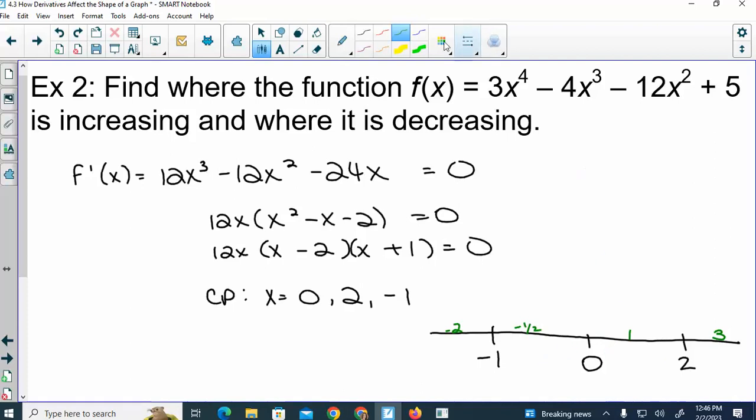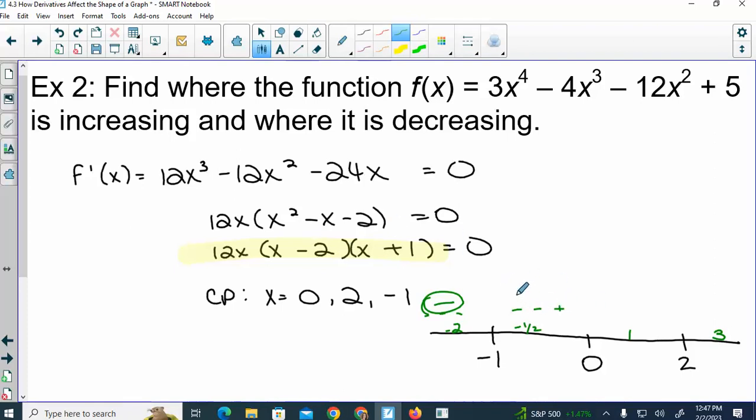So we need to test if the derivative is positive or negative. That is easiest to do just in the factored form. So if I put in -2, 12 times -2 is negative. -2 minus 2 is negative. -2 plus 1 is negative. If you multiply 3 negatives, what do you get? Negative. Then -1/2. 12 times -1/2 is negative. -1/2 minus 2, negative. -1/2 plus 1 is positive.